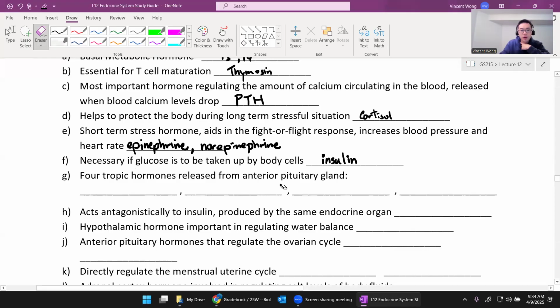All right, four tropic hormones released from the anterior pituitary gland. I must have said this at least six times today. Okay, tropic hormones. What are they? There you go. FSH, LH, TSH, ACTH.